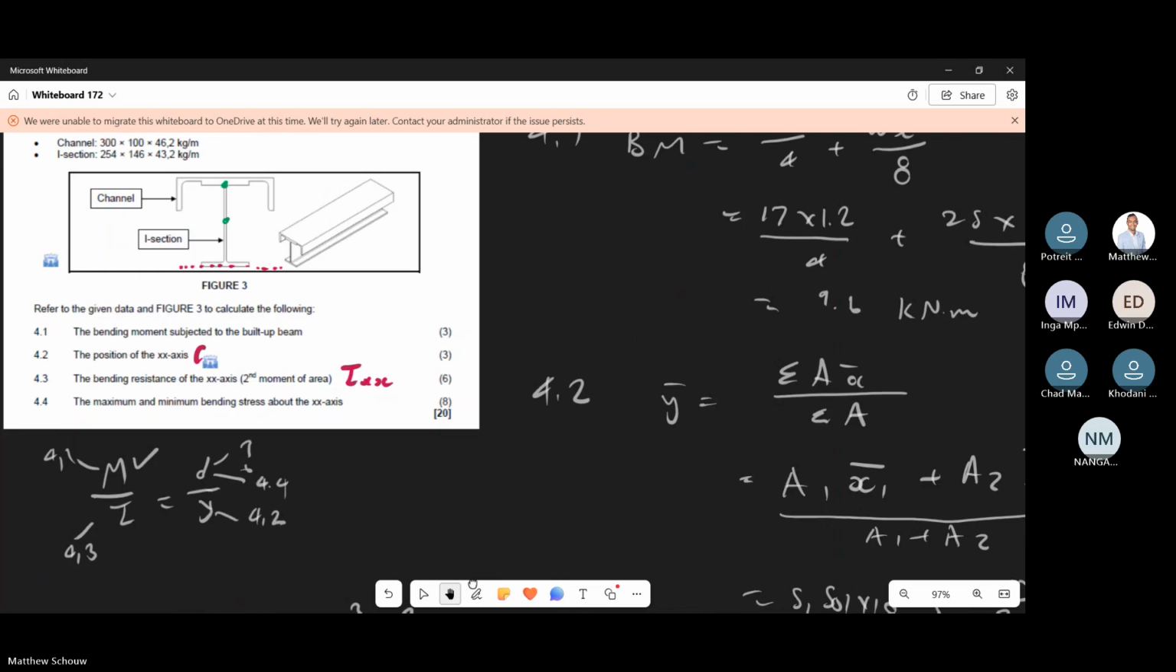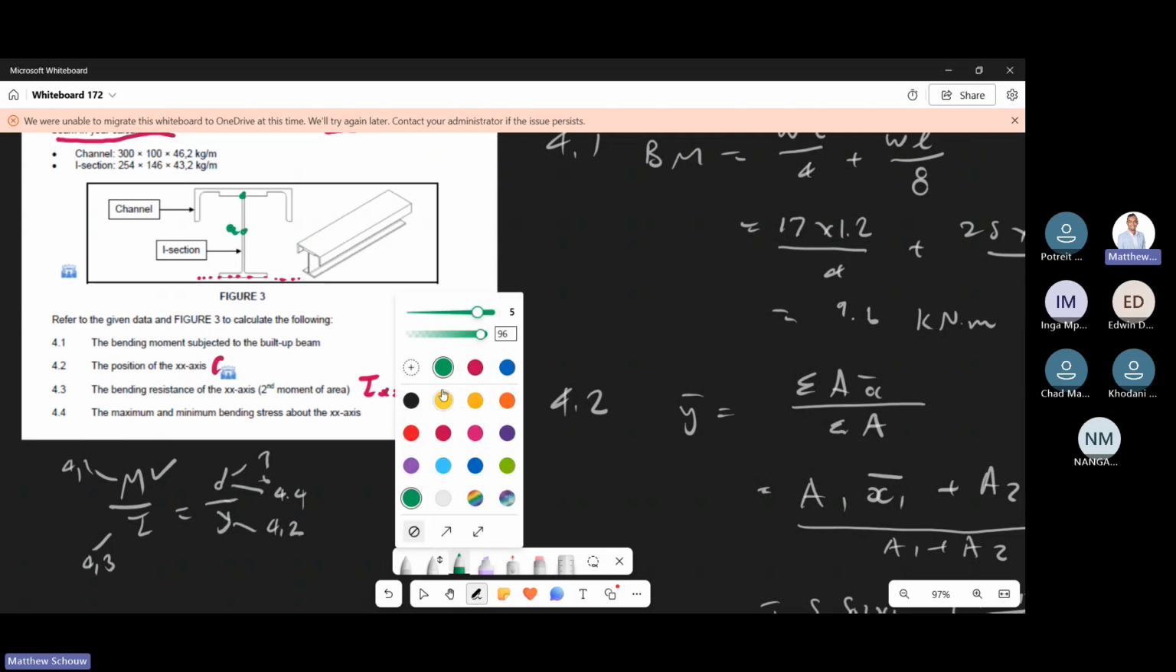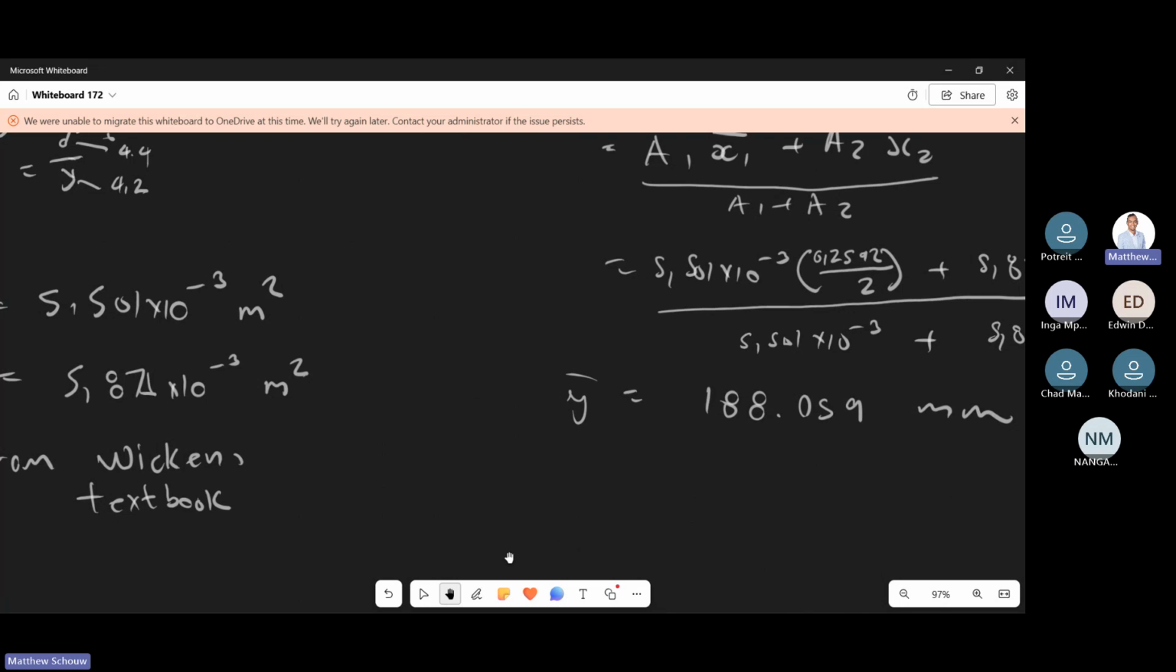yeah, this is where the X bar is, the assumed X bar. Let me just reduce the thickness of this thing. It's 188. That's from that bottom 188 point whatever. Okay. So I hope you guys all got that value.